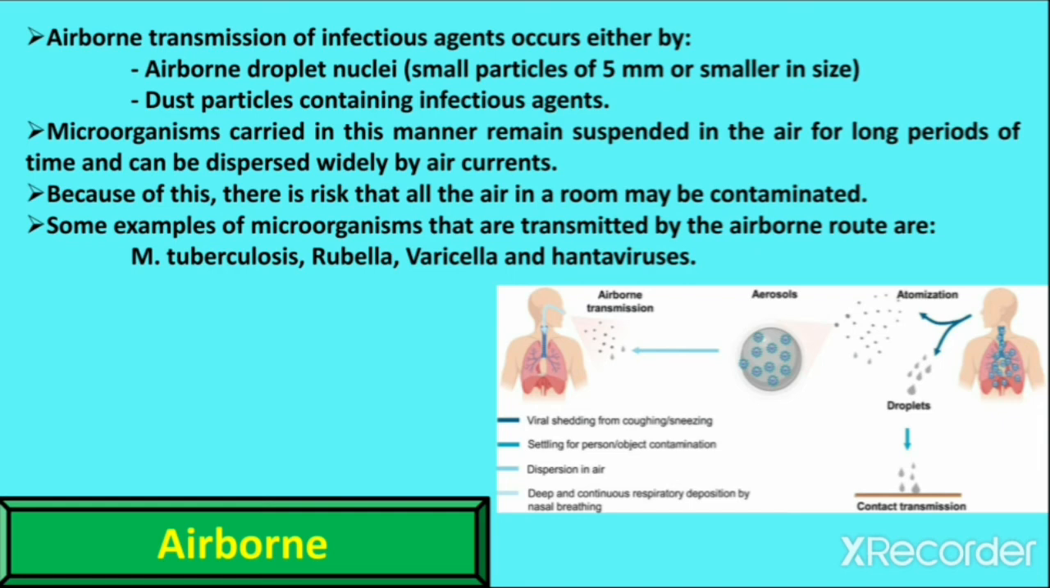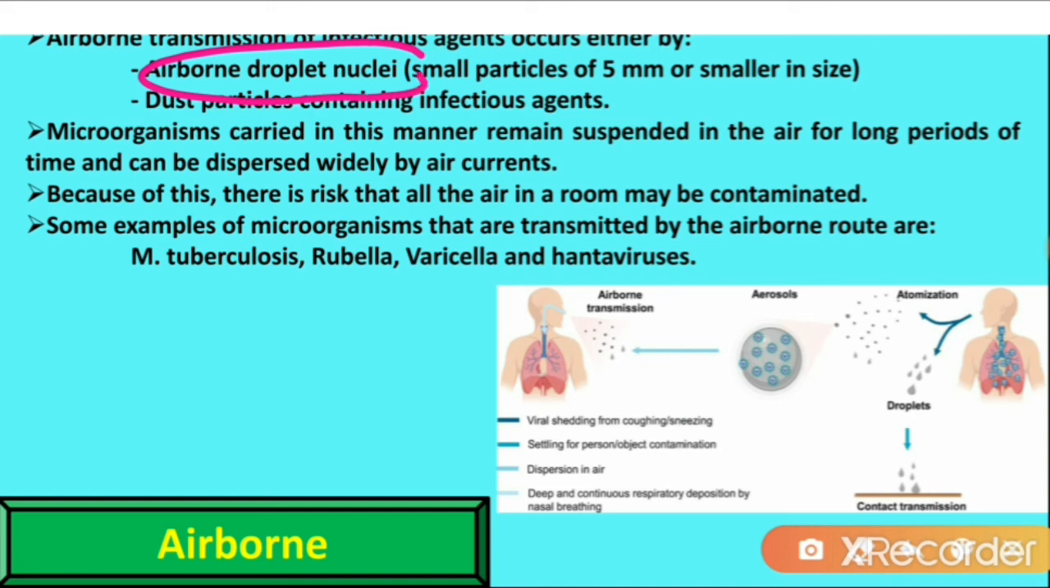Now, airborne transmission is nothing but the infectious agent or pathogen transferring from one person to another via air, and here they transfer via airborne droplets, meaning droplets smaller than 5 micrometers, and dust particles which contain the infectious agent. These are the two ways transmission occurs, and the examples are tuberculosis, rubella, varicella, and hantaviruses.